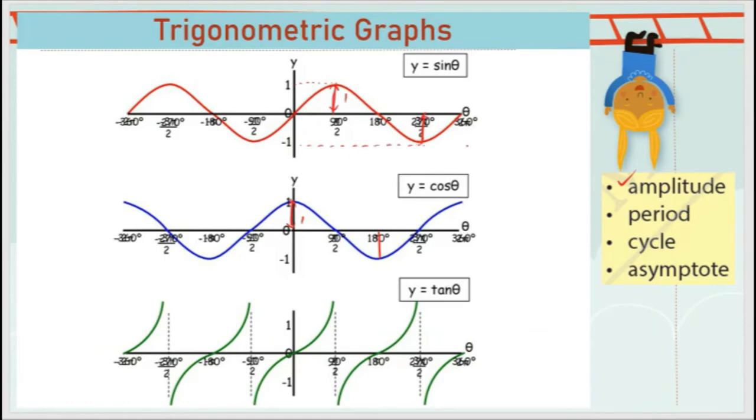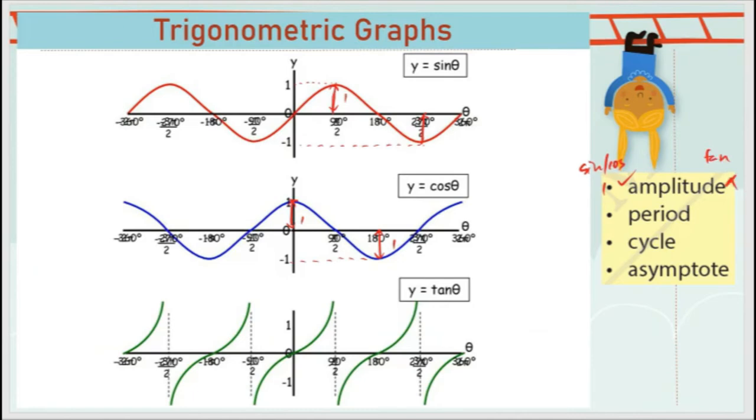Then this is negative 1. So the value is positive. We count the length. We don't count positive or negative. We count the length. So the amplitude is 1 for the sine graph and the cosine graph. Then how about the tangent? Tangent, we don't have a maximum or minimum point, so we don't have amplitude like sine or cosine. The amplitude is 1 for those, but for tangent, we have no amplitude.